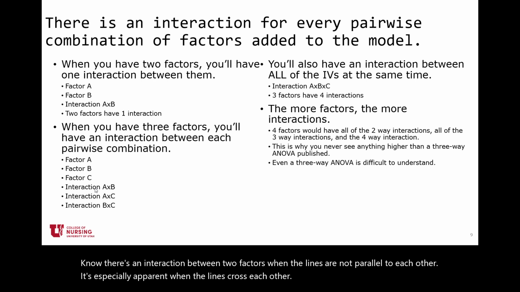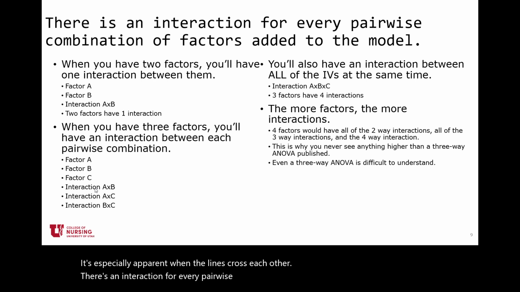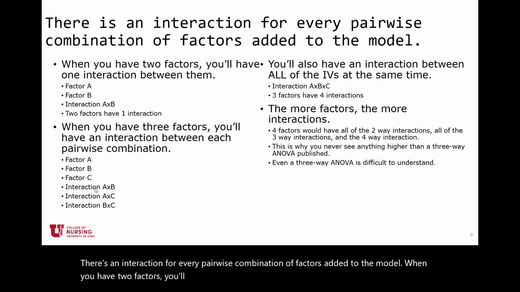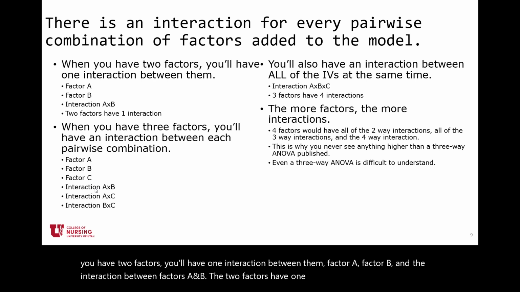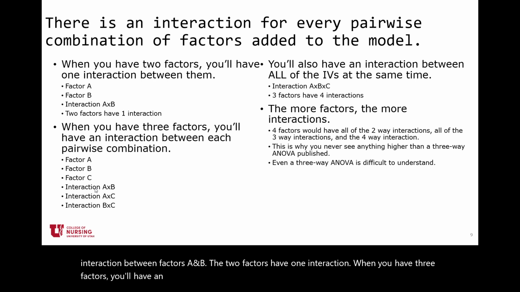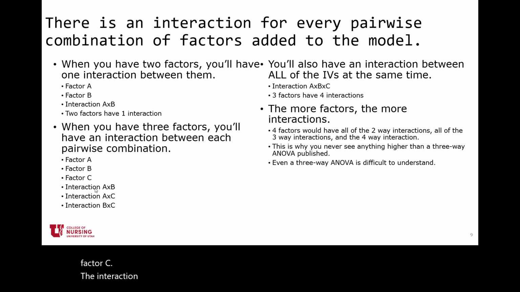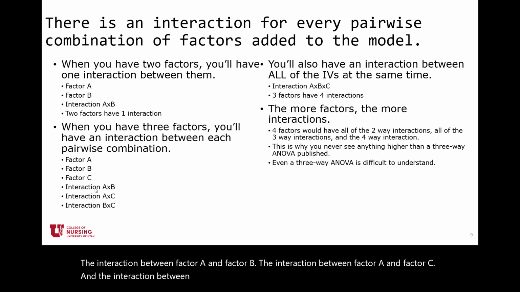There's an interaction for every pairwise combination of factors added to the model. When you have two factors, you'll have one interaction between them: factor A, factor B, and the interaction between factors A and B. The two factors have one interaction. When you have three factors, you'll have an interaction between each pairwise combination: factor A, factor B, factor C, the interaction between factor A and factor B, the interaction between factor A and factor C, and the interaction between factor B and factor C.